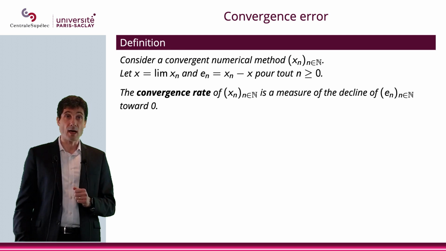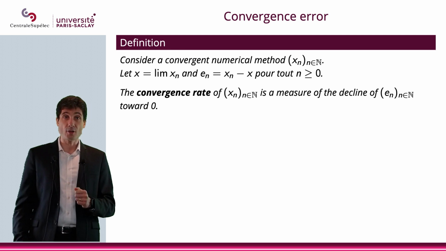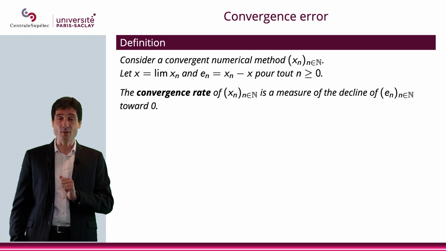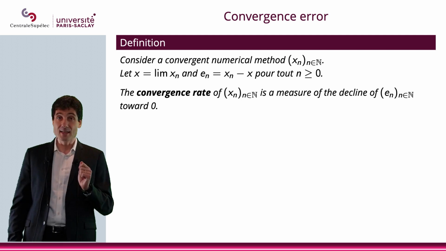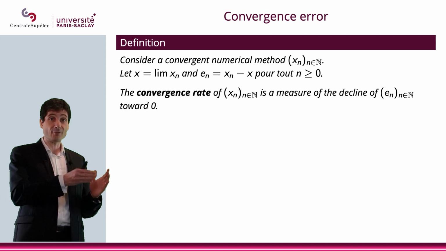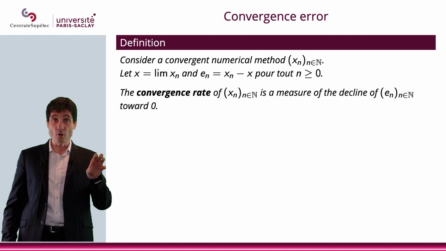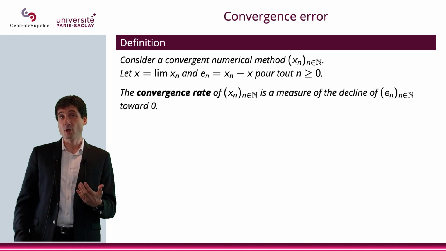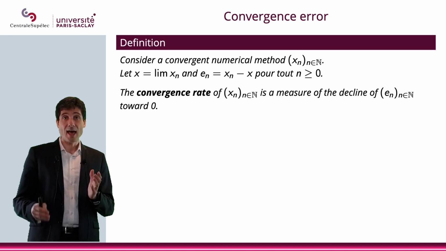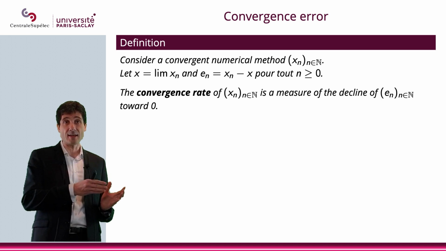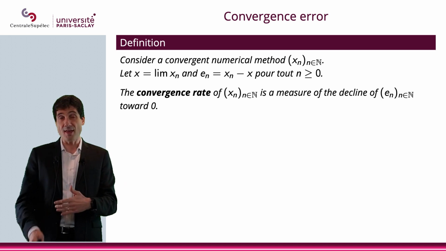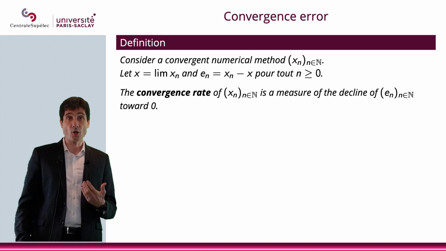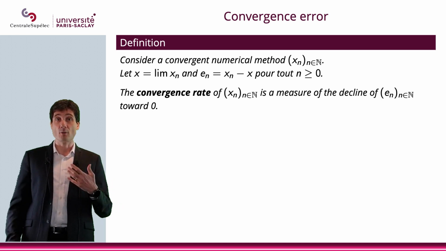Now, we will consider a convergent numerical method, and we will call x the limit of xn, and en the difference between the term xn and its limit. What we want to characterize is how fast xn goes to x. And that will be en, the difference, and that will be called the convergence rate.